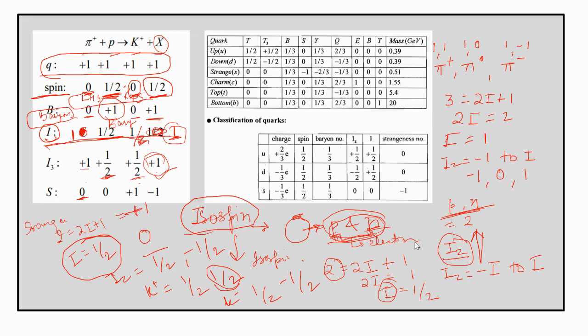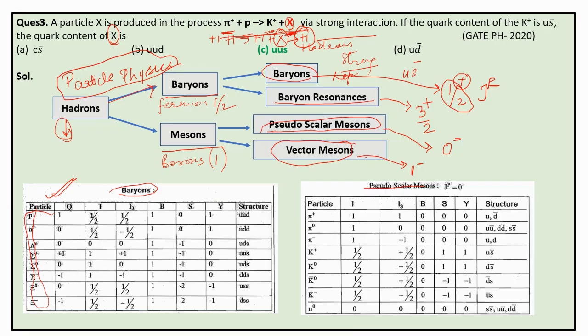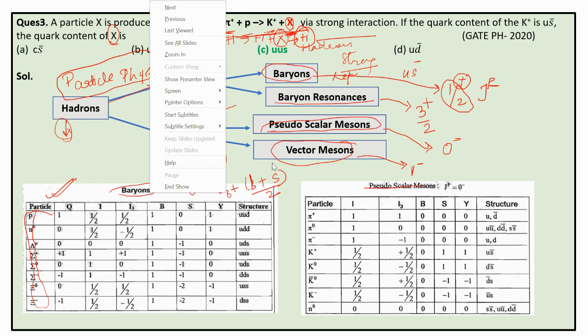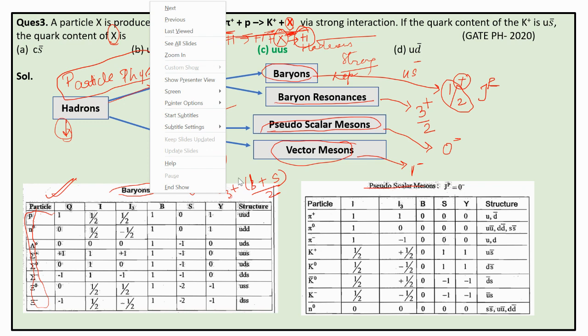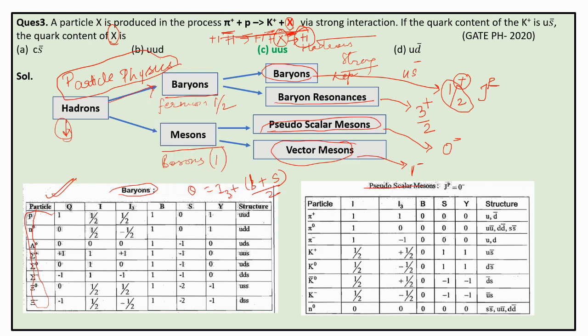If you know the Gell-Mann-Nishijima formula, Q is equal to I3 plus B plus S by 2. This B is the baryon number, and this is Iz, I3 or Iz, whatever you can write, it's up to you. And Q is the charge. So suppose you need to find out the strangeness of proton, I'll find out the strangeness of proton.